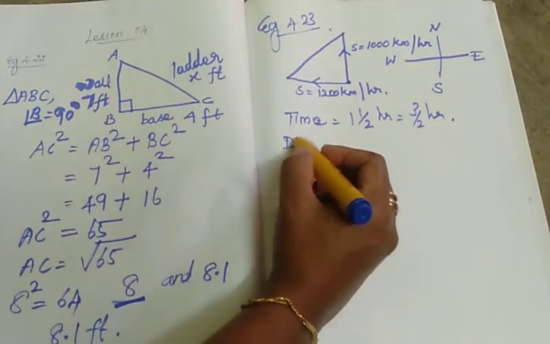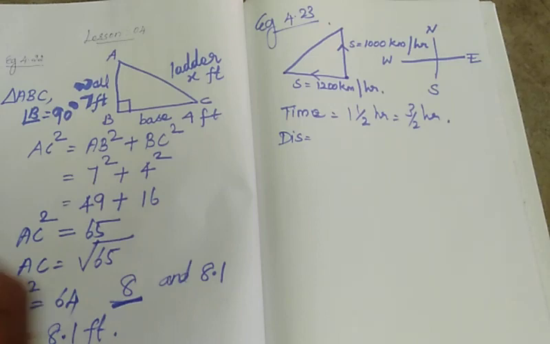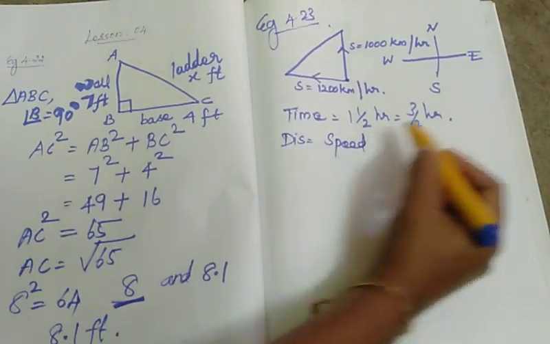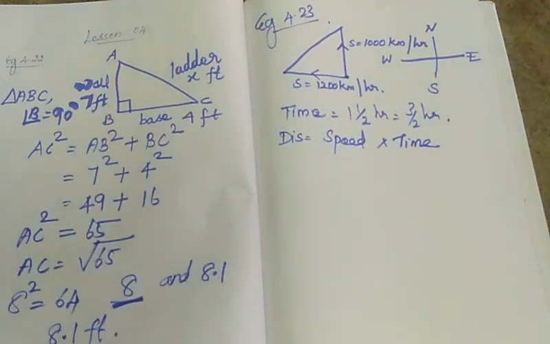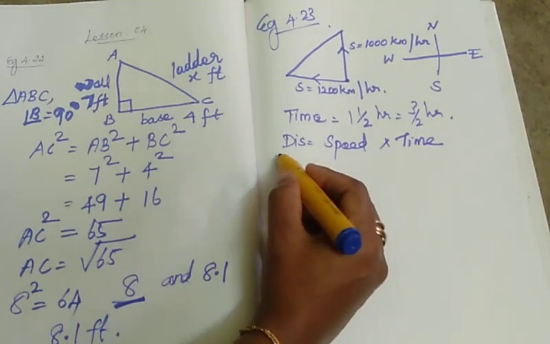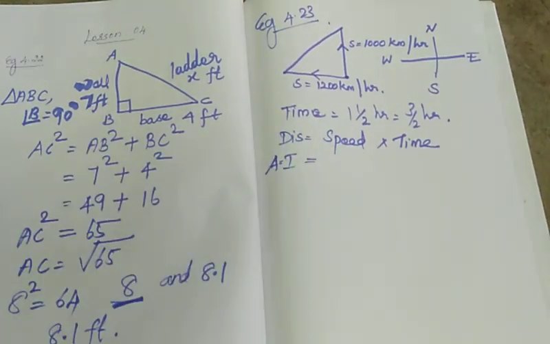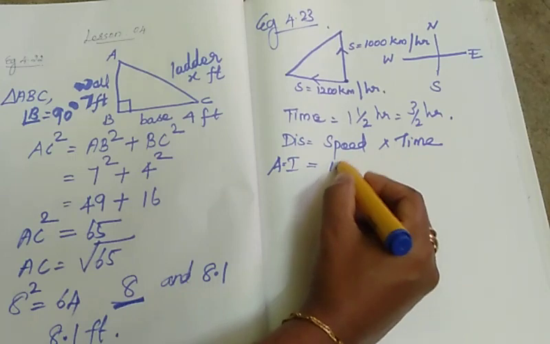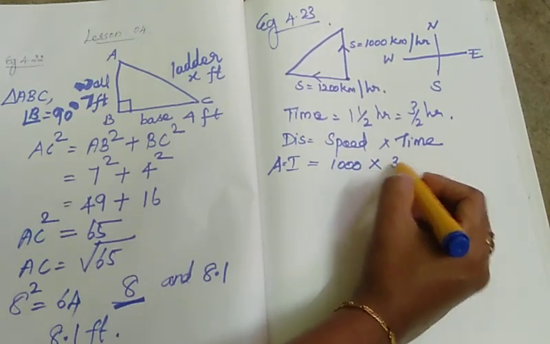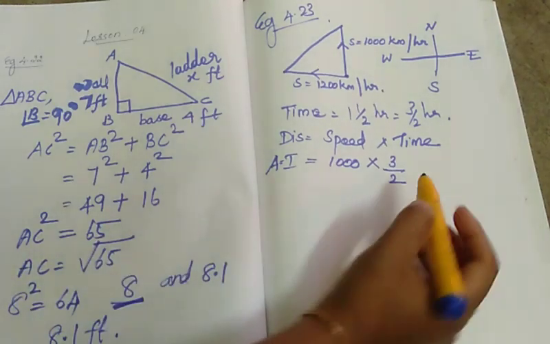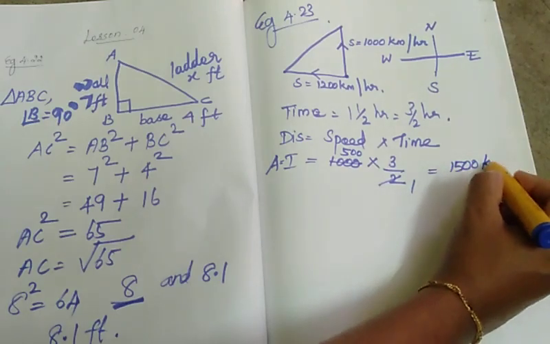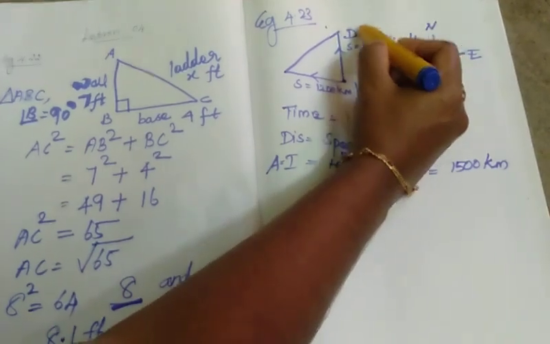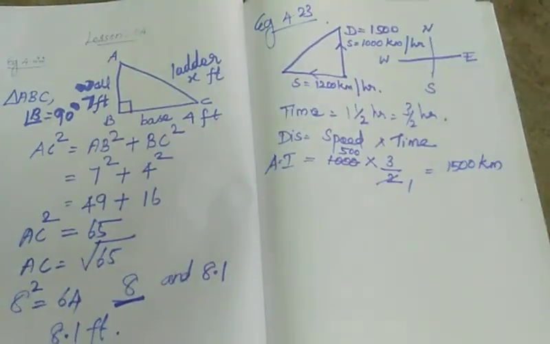So we know the formula: distance is equal to speed into time. So let's find the distance for the first aeroplane. The speed is 1000, into time taken 3/2. Cancel, 1, 2 is 2, which is equal to 1500 km. So for the first aeroplane, the distance is 1500 km.